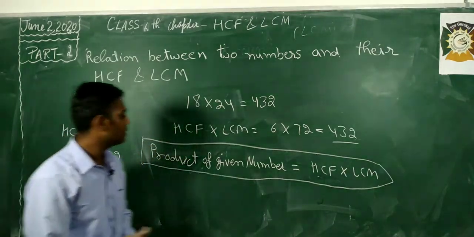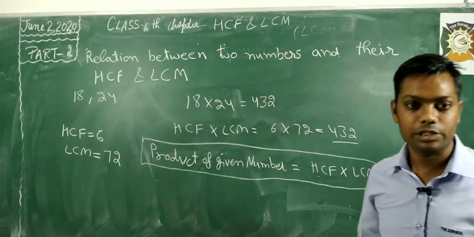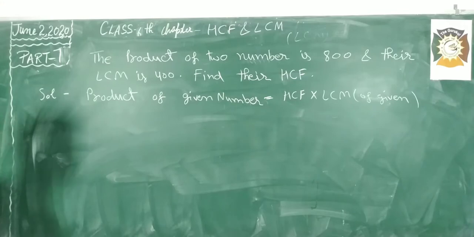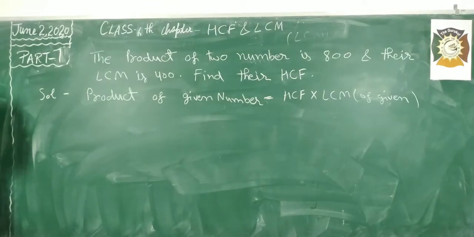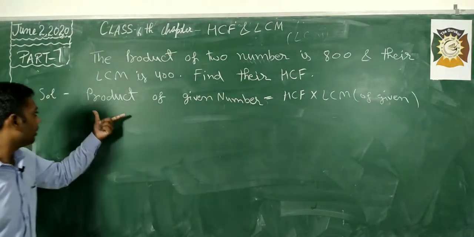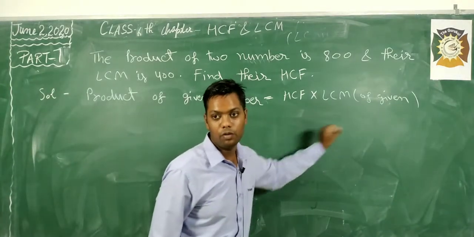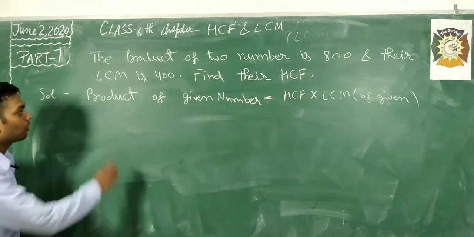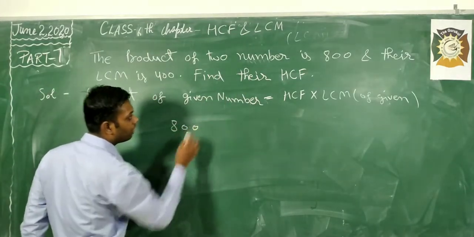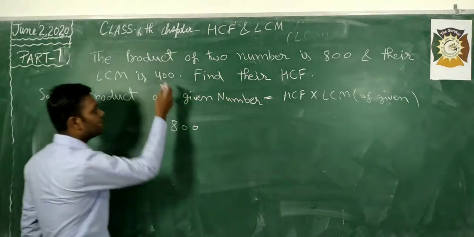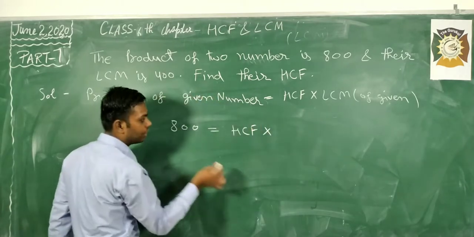On the basis of this relationship, a lot of questions arise and we solve a few of them. Next question is: the product of two numbers is 800 and their LCM is 400. Find their HCF. We derived the formula that the product of two given numbers is equal to their HCF into LCM. So 800 equals HCF into 400.